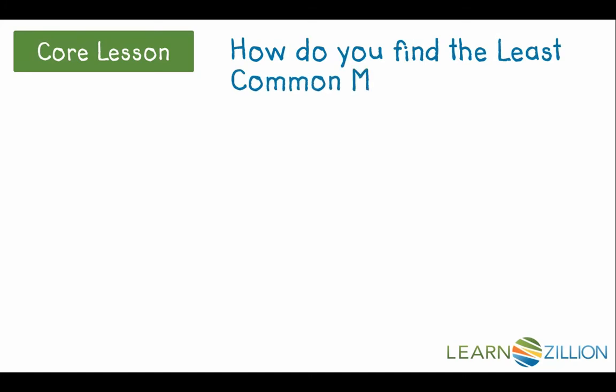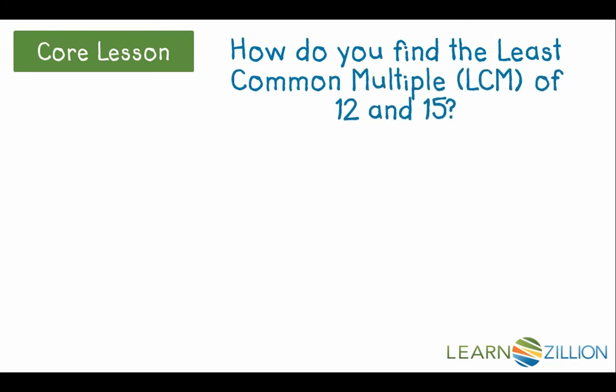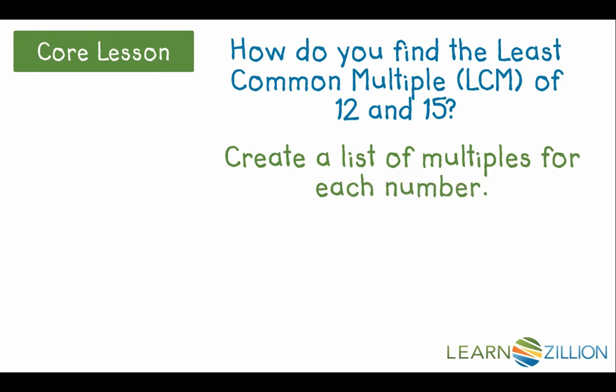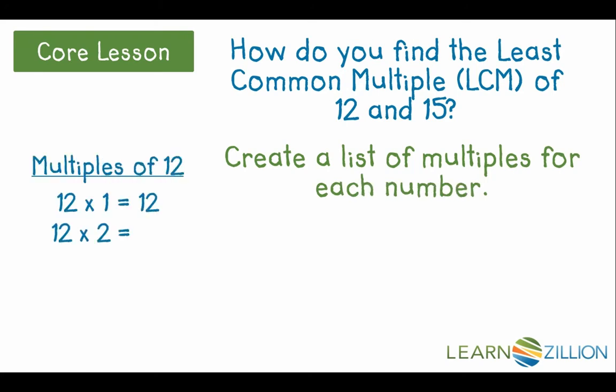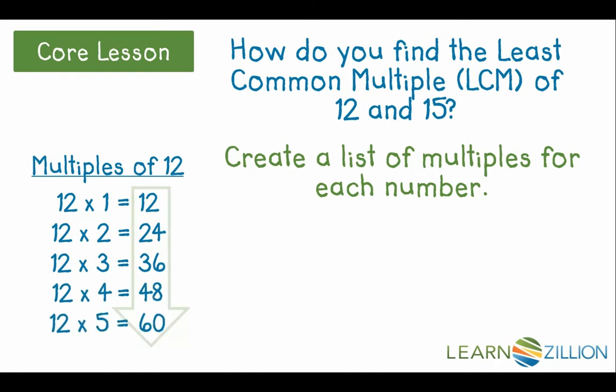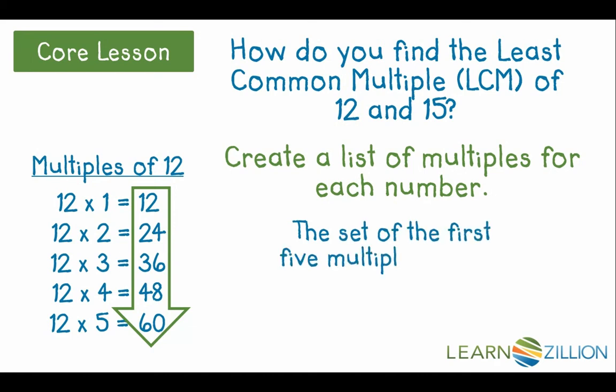So how do you find the least common multiple, or LCM, of 12 and 15? We're going to create a list of multiples for each of these numbers. Here are the first 5 multiples of 12. I want to list those multiples in order from smallest to largest, so the set of the first 5 multiples of 12 is 12, 24, 36, 48, and 60.